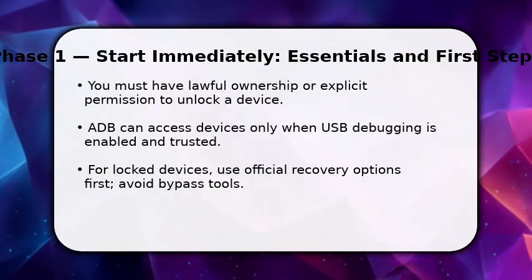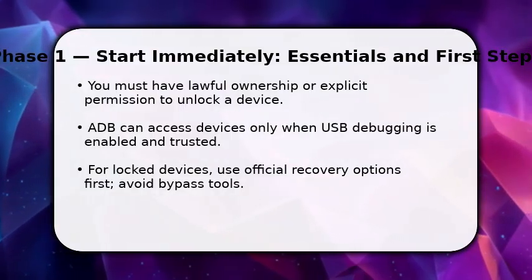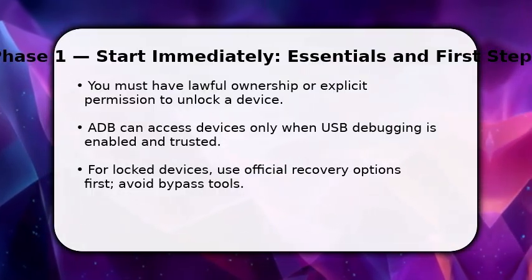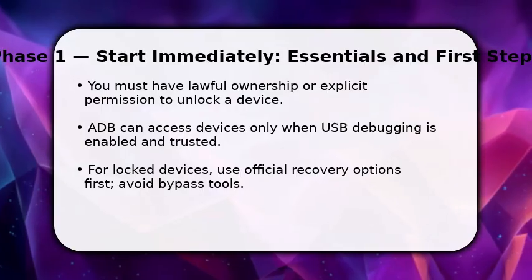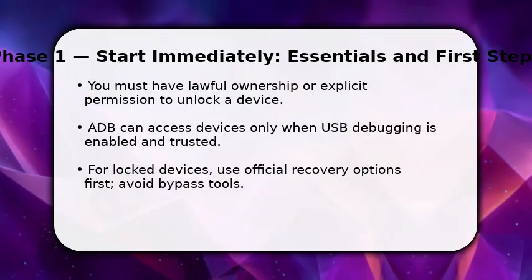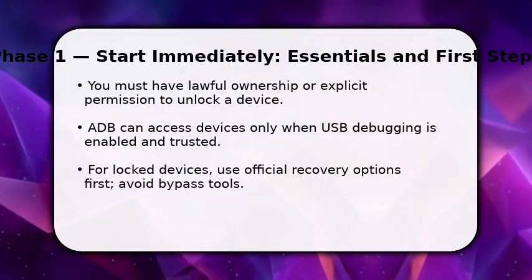You must start by confirming you are the device owner or you have explicit permission, otherwise I cannot help. Once done, know that ADB requires USB debugging and a trusted computer connection. Most locked phones won't allow this. Make sure to try official recovery routes now: account-based unlock, Google Find My Device, or contacting the device maker.